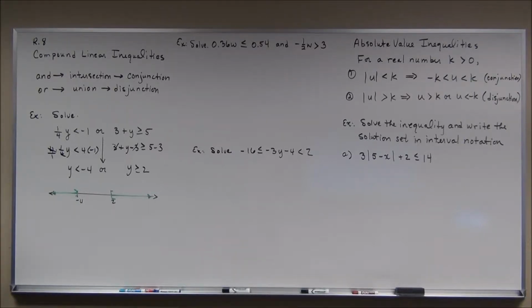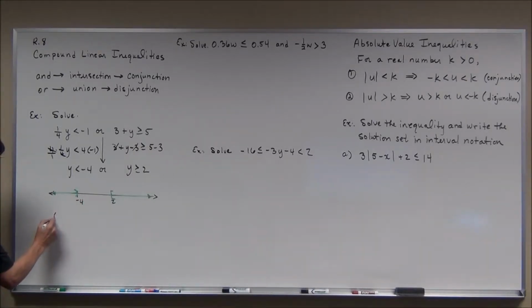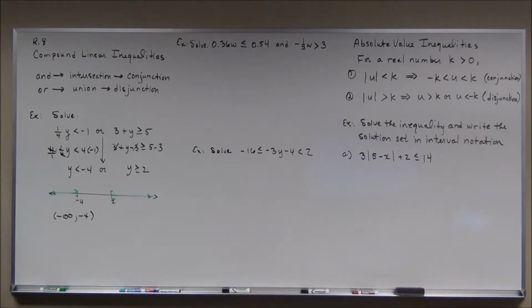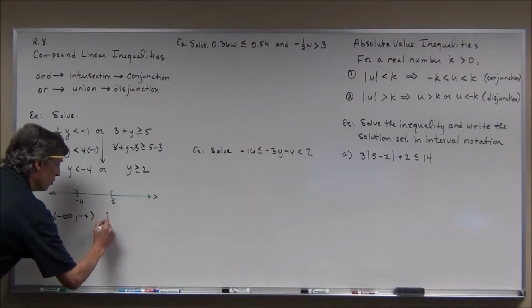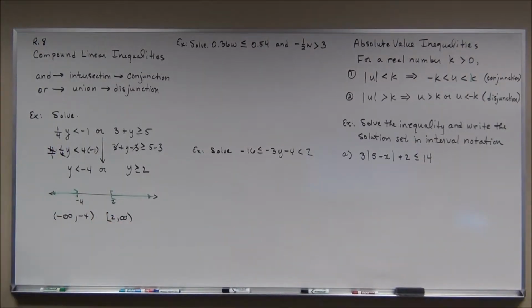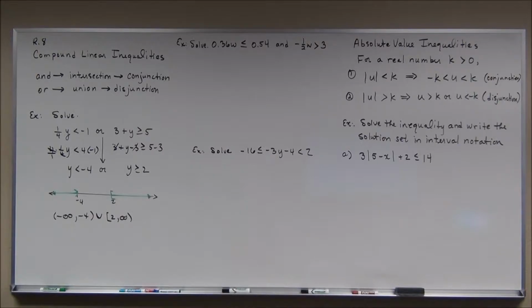They don't have to overlap here. I'm taking a union, so my solution would be, that's a 4 there, although you couldn't tell it, from negative infinity to negative 4, parenthesis, and from 2 to infinity, bracket there at the 2. And to show that it's both, I put the union symbol right there. And that is how I'm going to write my solution to this compound inequality.